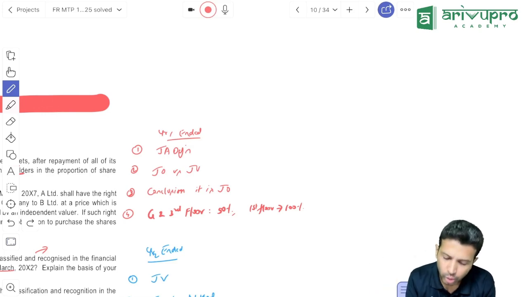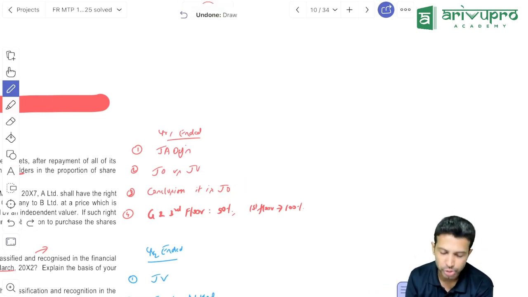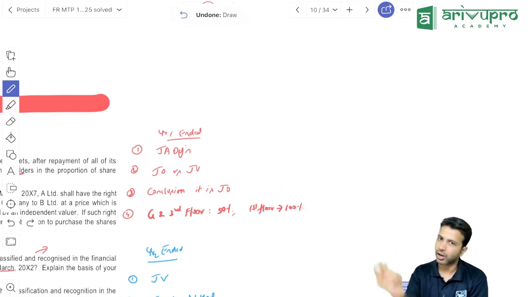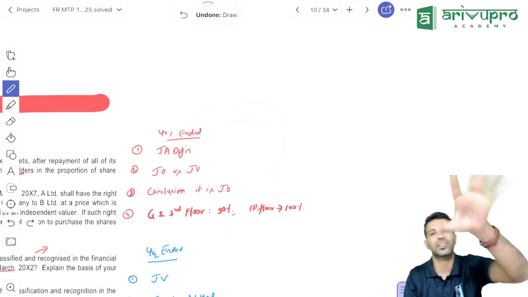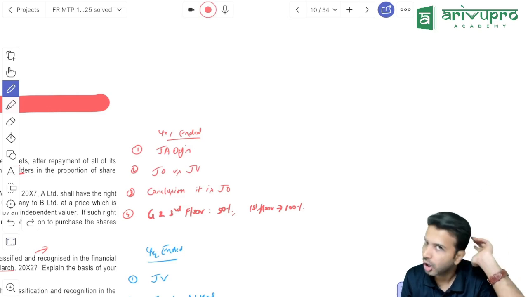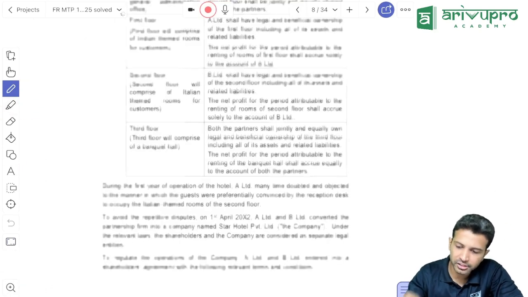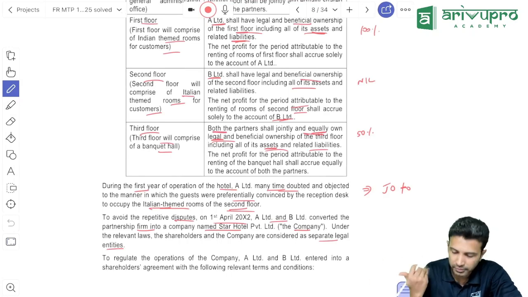And then finally conclude that this is a JO, and A Limited should show 50% of the assets and liabilities of the ground floor and third floor. For the first floor, A will record 100% of assets and liabilities as per the agreement. This is what you'll write in comments. It is given; I've just given a quick snapshot of what you need to call out. Okay, this is the first year. Now, because of this dispute, probably they made some changes in the second year, which we will read now.